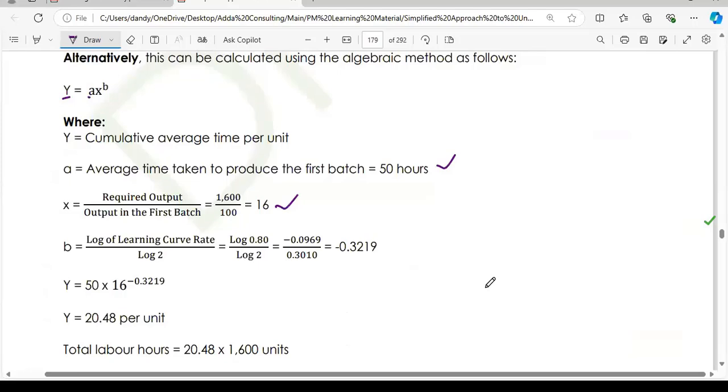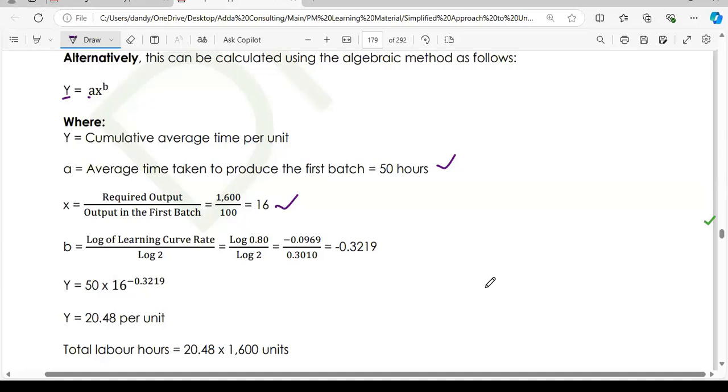I will then go to the question. The examiner has given us a learning rate of 80%. 80% is the same thing as 0.8. So I'll go to my calculator. I'll press 0.8, then press the log button on your calculator. It will give you minus 0.0969. You can try it now.